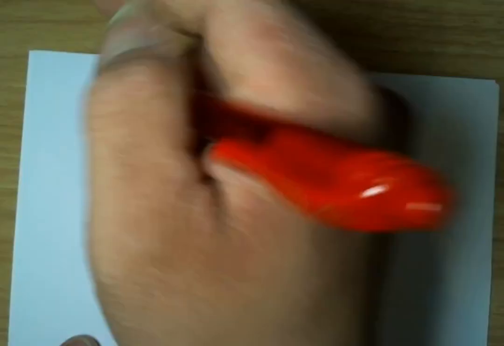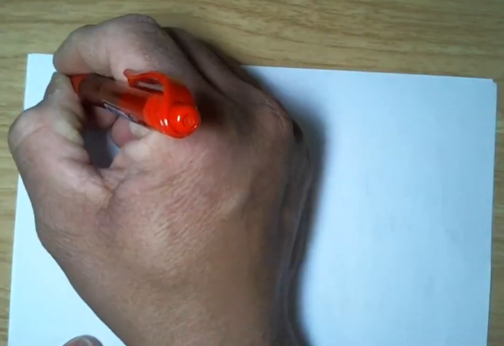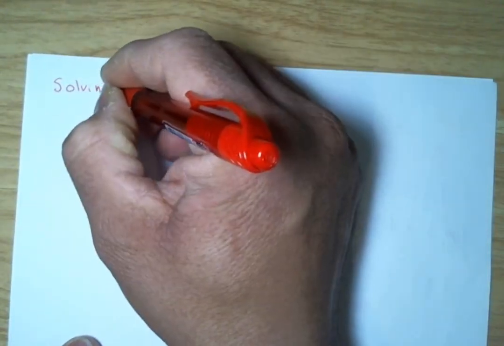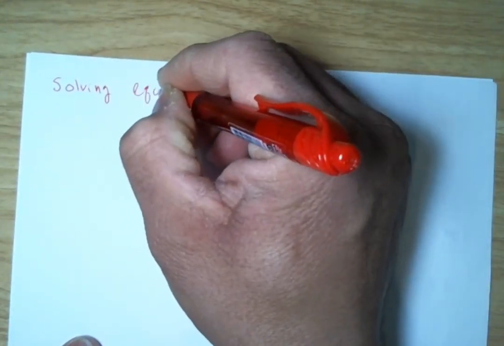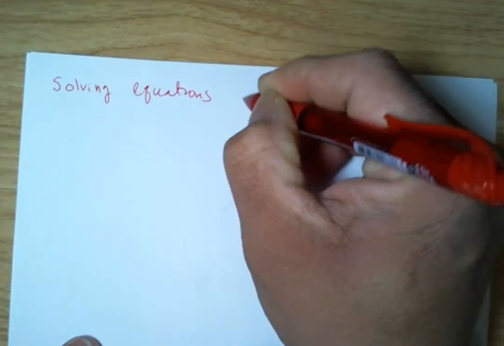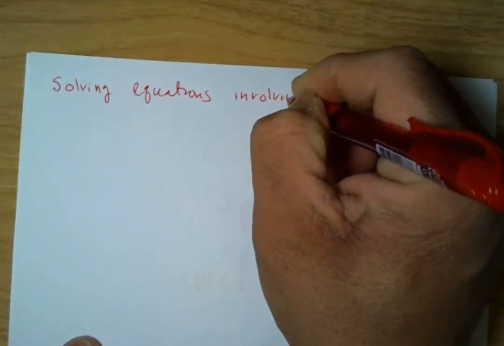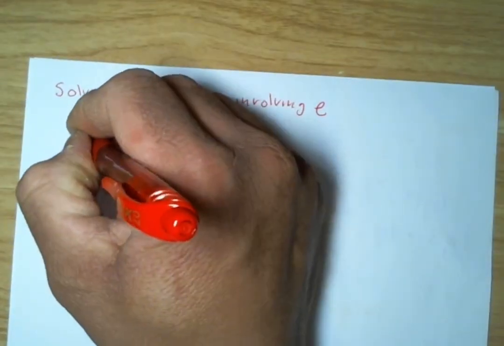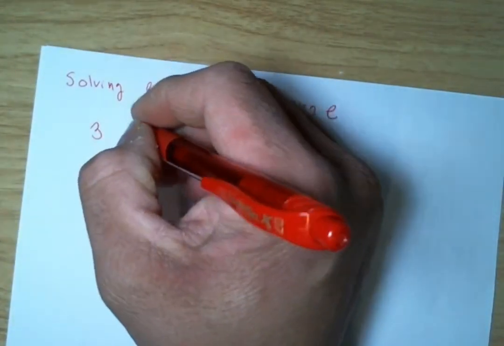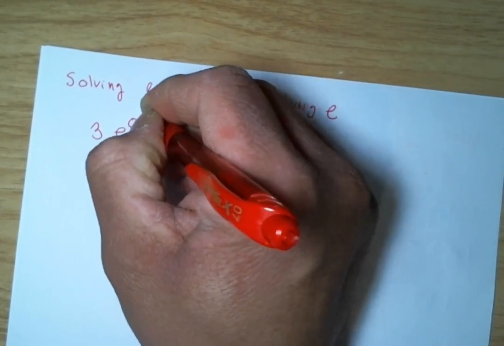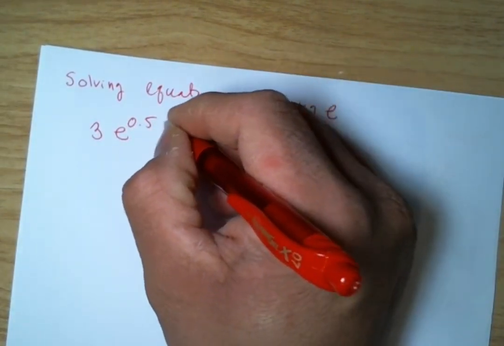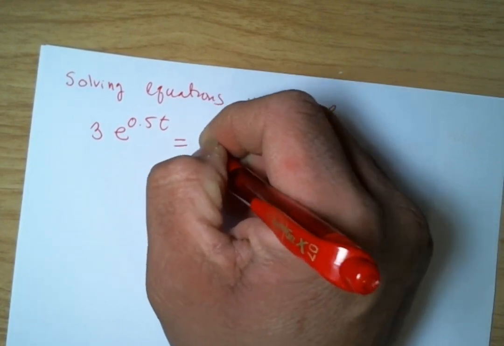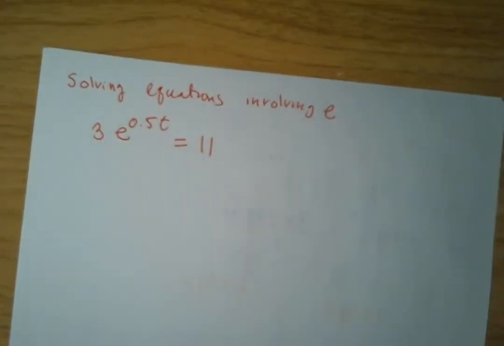Alright, so in this video we're going to be solving exponential equations that involve the number e. Our first one that we're going to look at is something that looks like this: 3 times e to the 0.5t equals 11.